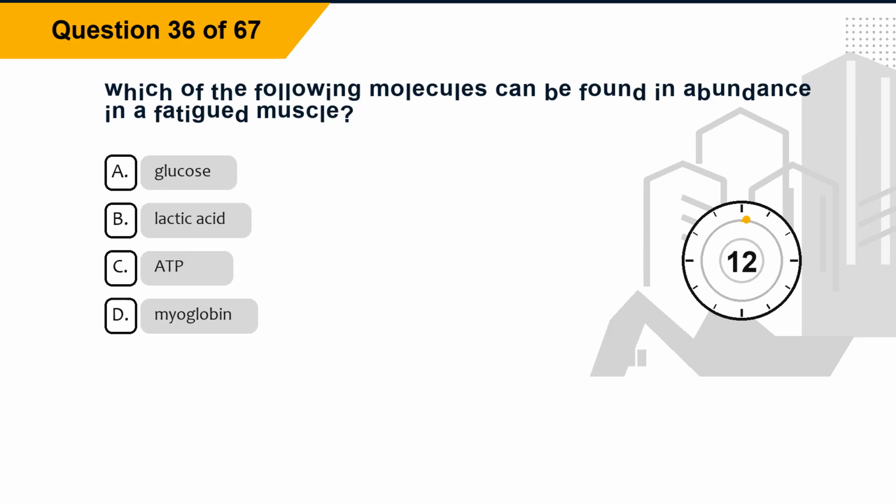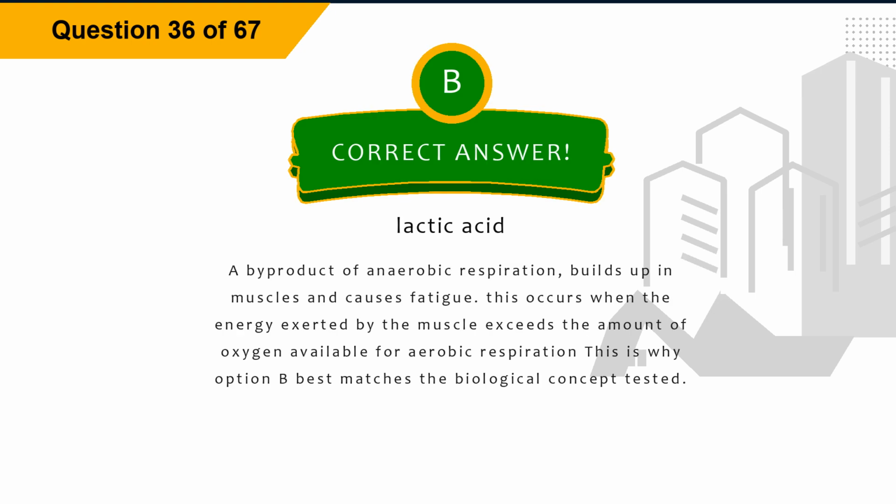Question 36. Which of the following molecules can be found in abundance in a fatigued muscle? Option A, glucose, option B, lactic acid, option C, ATP, option D, myoglobin. The correct answer is option B, lactic acid.